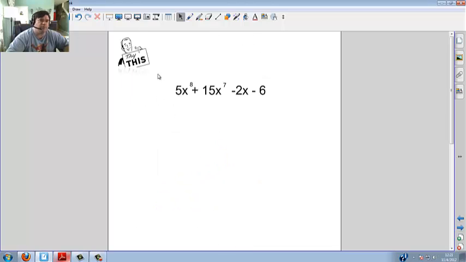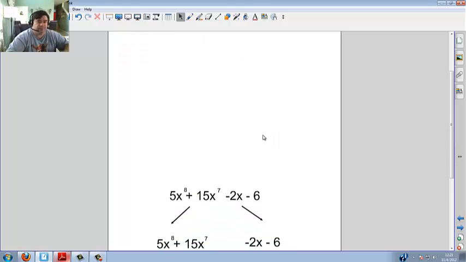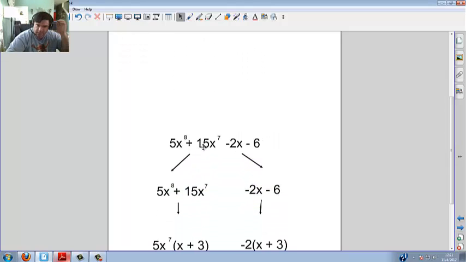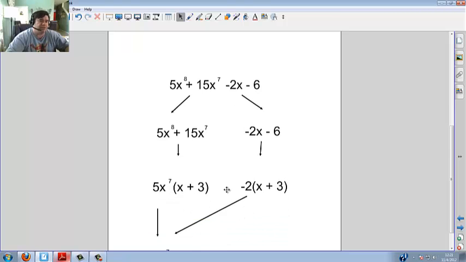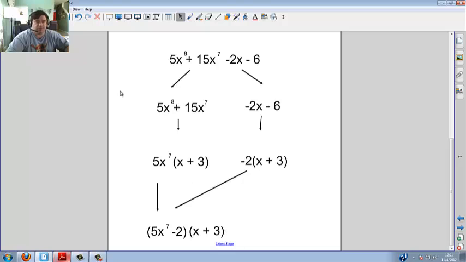Go ahead and try. Remember to split these up. Go ahead. Notice how I broke these down. These two here broke this way, these two broke this way. I pulled out 5x to the 7th over here. I pulled out negative 2 out of these guys over here, leaving x plus 3. So 5x to the 7th minus 2 and x plus 3 over here.